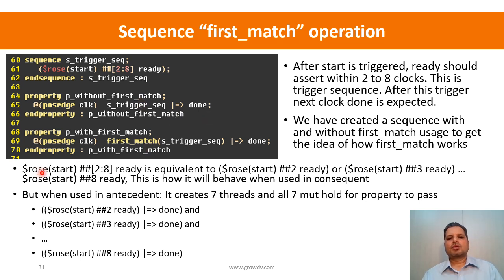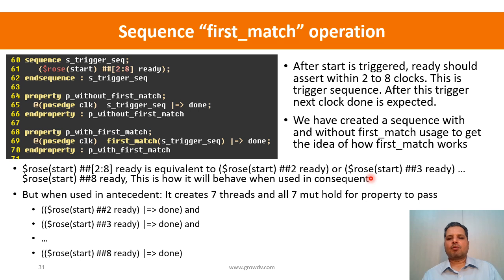So this $rose(start), followed by this range of delay and ready, is equivalent to, as we have seen, $rose(start) followed by 2 ready, or, it's an OR of sequences, then $rose(start) 3 ready, and so on and so forth up to 8. So it's an OR of all of them. And if it was used as a consequent, the behavior would have been just a simple OR. So if I had reversed it, let's say a trigger, and then a non-overlapping implication operator followed by this sequence, if the sequence was on the right-hand side, then it would just have been an OR of these.